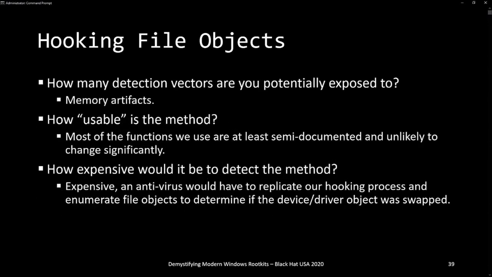This is to prevent any issues during teardown. So how many detection vectors are you potentially exposed to? Well, it's going to be memory artifacts. And how usable is the method? Well, since most of the functions we use are at least semi-documented, they're probably not going to change too much. How expensive would it be to detect the method? Well, it's also going to be pretty expensive because an antivirus would have to replicate our hooking process and scan each file object to see if its device object has been patched.